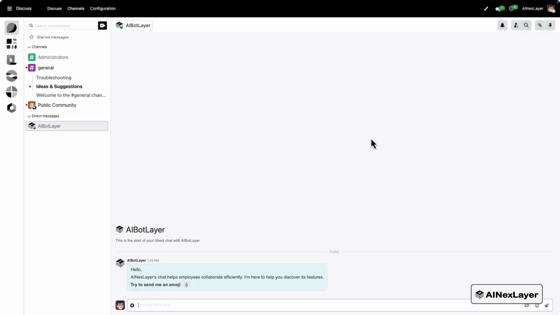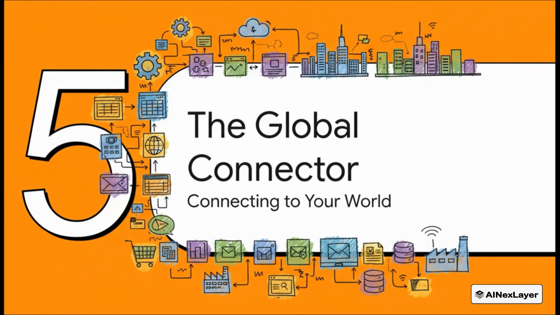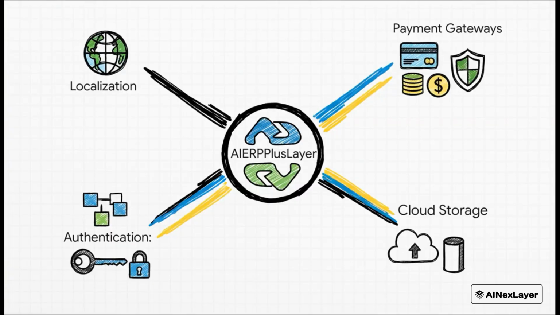Of course, no modern business tool can just live in a bubble. It has to connect to all the other services you rely on. So let's take a look at how AIERPPlusLayer acts as a global connector. And as you can see, it connects to just about everything. It's got built-in support for payment gateways like Stripe and PayPal, so getting paid is easy. It connects to cloud storage from Google and Microsoft. It handles modern, secure login methods, and it gives developers full API access to build any custom connections they might need. And with support for over 100 countries, it's truly ready for global business right out of the box.